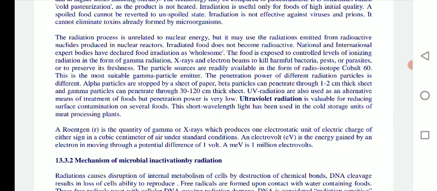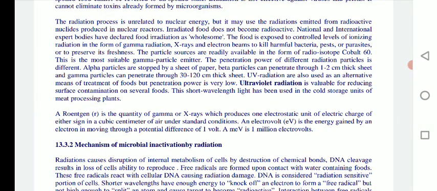The irradiation process is unrelated to nuclear energy, but it may use radiations emitted from radioactive nuclides produced in nuclear reactors, and irradiated food does not become radioactive. This is a good thing and the main advantage. National and international expert bodies have declared food irradiation wholesome, and the food is exposed to controlled levels of ionizing radiation in the form of gamma radiation, X-rays and electron beams to kill harmful bacteria, pests and parasites, or to preserve its freshness.